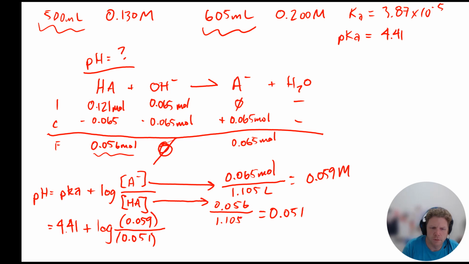And so, whenever I plug all this in, I come to the conclusion that this is 4.41 plus 0.06, because the log of 0.059 divided by 0.051 is 0.06. So my answer is 4.47. All right, hope that was helpful.